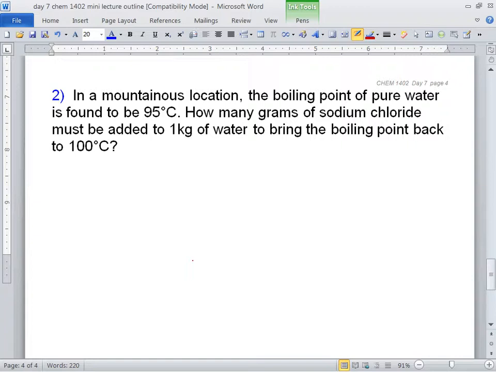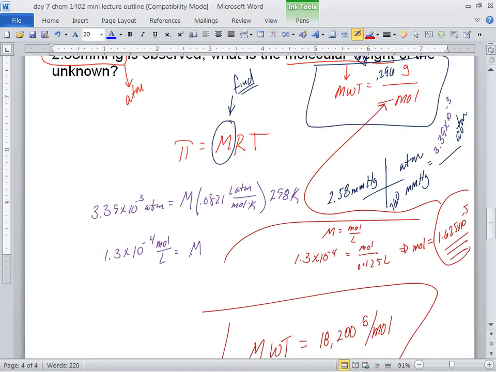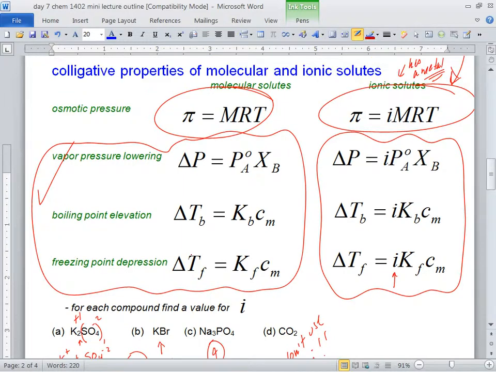The delta TB equals i Kb Cm. I don't know if you heard Anessa, but she picked which equation? She was right. Ionic side, delta TB. Exactly. This is the one you have to work with.